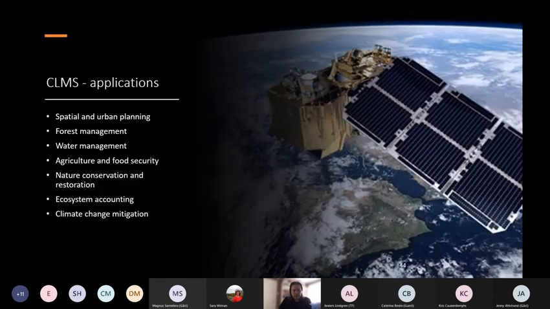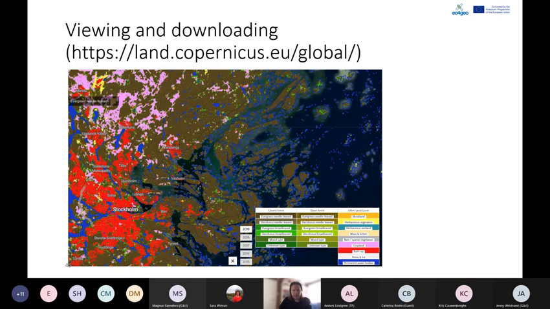So this I already mentioned. These are all the applications that you can use this for. Agriculture, of course, climate change, mitigation. And here is just a slide showing an actual land cover map from the Copernicus land use, and these are both viewable and downloadable from this website.